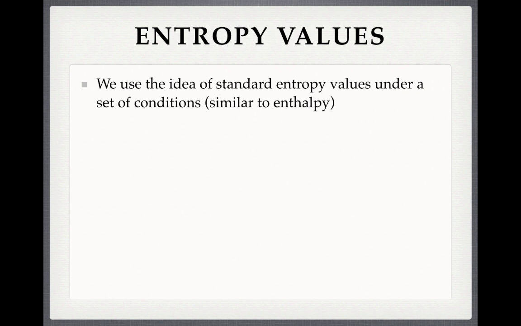So we use the idea of standard entropy values for a lot of our calculations, and all we're doing for our standard entropy values is just looking at entropy values for substances under a given set of conditions. And this is very similar to what we did with enthalpy in Chemistry 141. So our standard conditions are temperatures of 25 Celsius or 298 Kelvin. If you have any gases present or you're looking for a gaseous entropy, it's going to be under a pressure of 1 atmosphere. And if you have any solutions, then their concentration is going to be 1 molar.